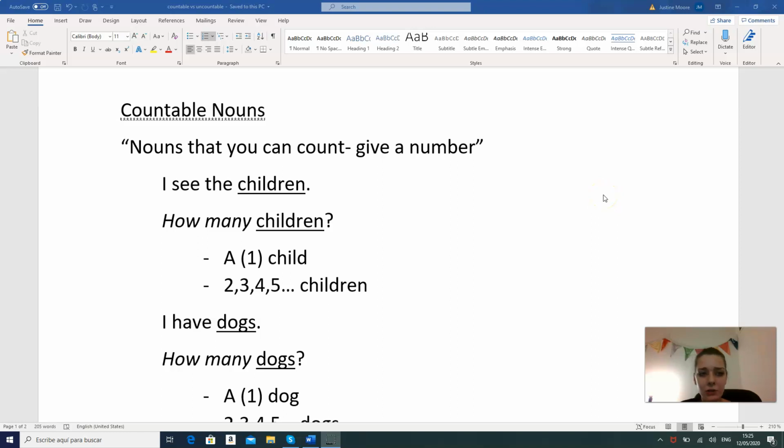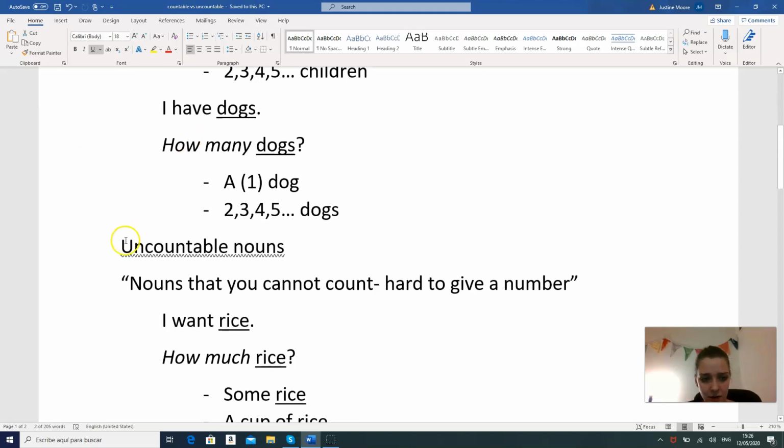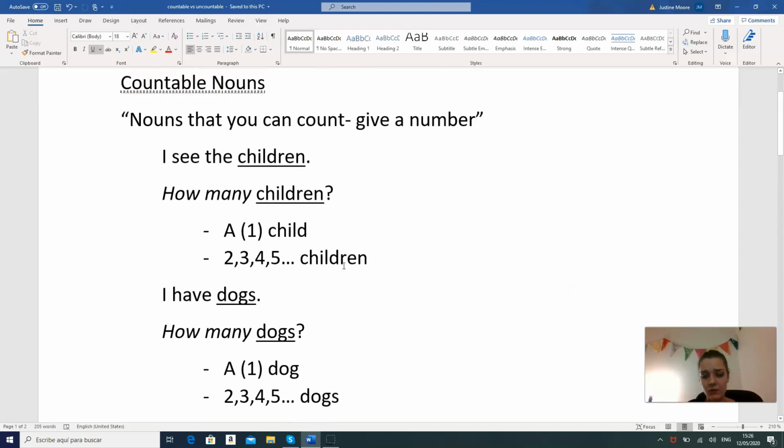In this video, we are going to talk about countable nouns and uncountable nouns. We're going to talk about the differences between the two and how you can tell if a noun is countable or uncountable. So first, we're going to start with countable nouns. We know what counting is, right? Counting. 1, 2, 3. So countable nouns are just nouns that you can count.